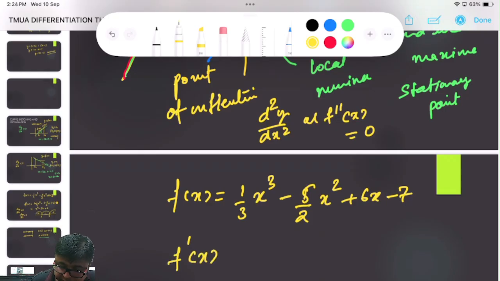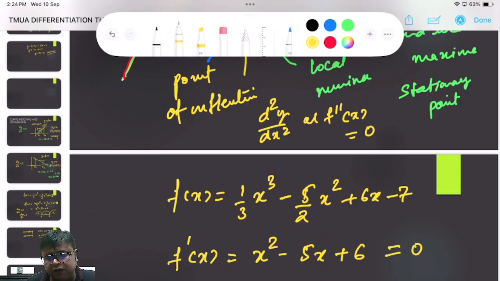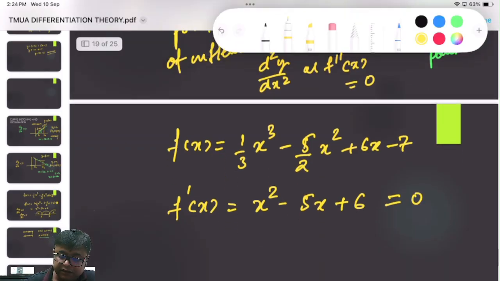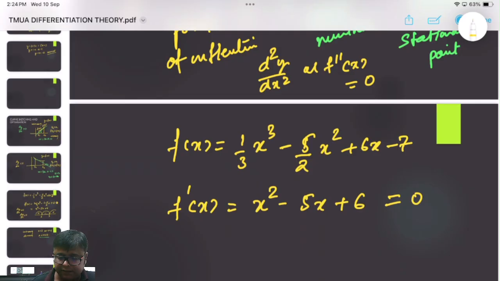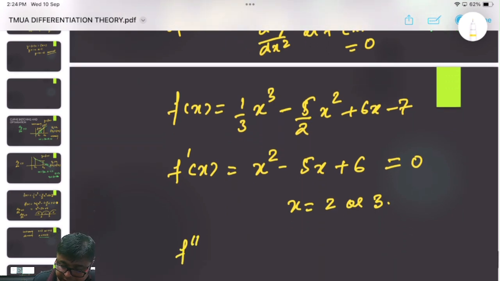So if I find the first derivative, I will get x square minus 5x plus 6. If I put it equal to 0, why am I putting it equal to 0? Because at the point of maxima and minima, the slope of the tangent is 0 because they are parallel to the x-axis. So I'll get x equal to 2 or 3. This is what I've got. But if I have got this, we are not sure which one is the point of maxima or which one is the point of minima. So I'll find the second derivative, which gives me 2x minus 5.